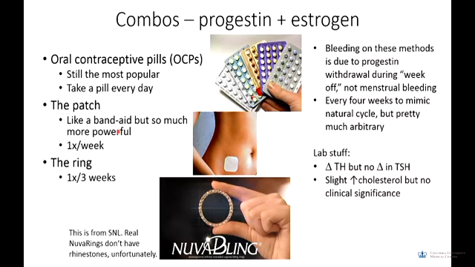When you bleed on these methods, it's due to progestin withdrawal when you have a week off or a placebo week. It's not normal menstrual bleeding following ovulation. It's done every 4 weeks to mimic your natural cycle, but that's totally arbitrary and not necessary. Some other lab stuff is you're going to have a change in thyroid hormone, but no change in thyroid stimulating hormone. You might get a slight increase in cholesterol, but that won't be clinically significant.